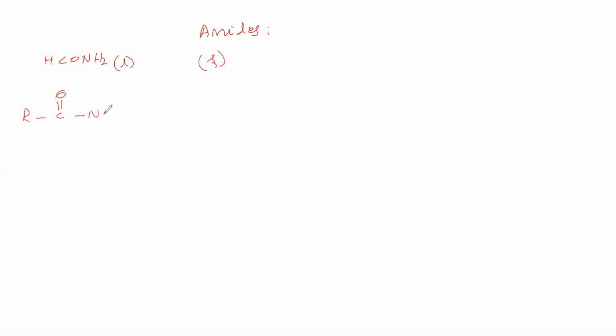Amide we are taking, RCONH2. It is treated with a dehydrating agent and heated. What we are getting here is that the dehydrating agent will remove water. So we are getting a cyanide. So this primary amide on heating with P2O5 gives cyanide.